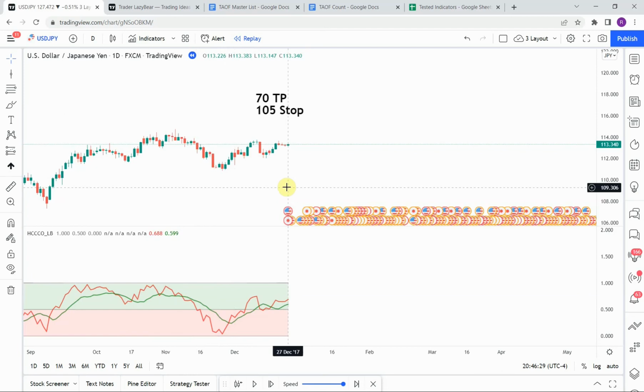Today we will be testing the cycle channel oscillator.